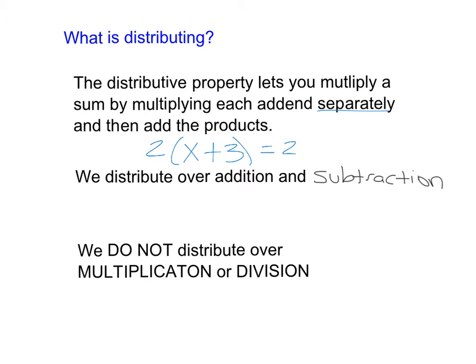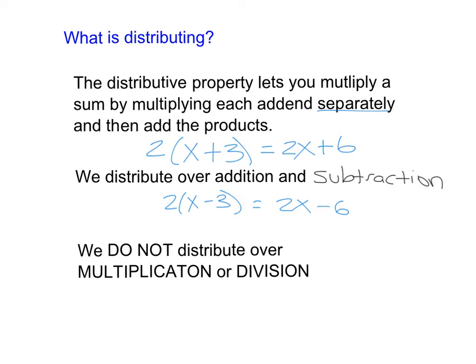So 2 times x is 2x. 2 times 3 is 6. We distribute over addition and subtraction, right? So that was an addition. We could do a minus also, right?